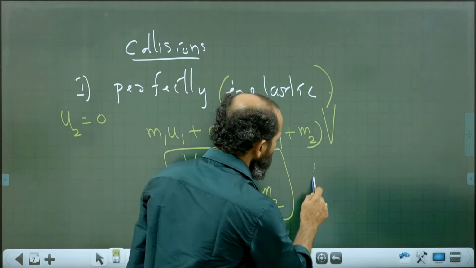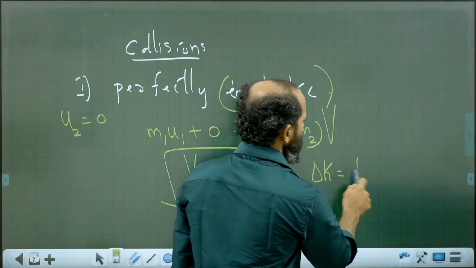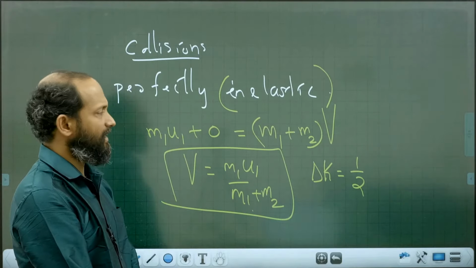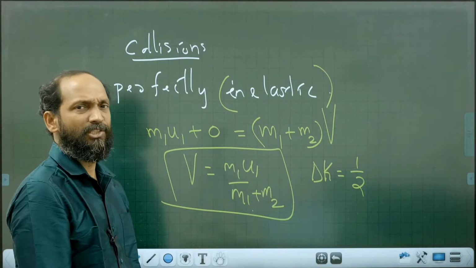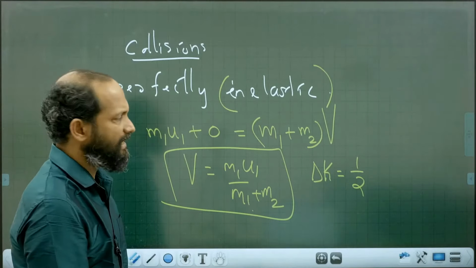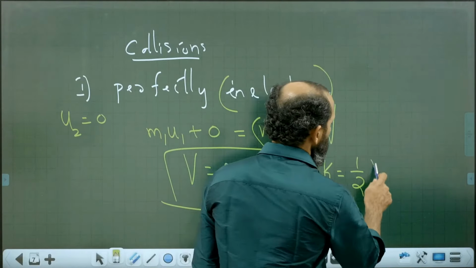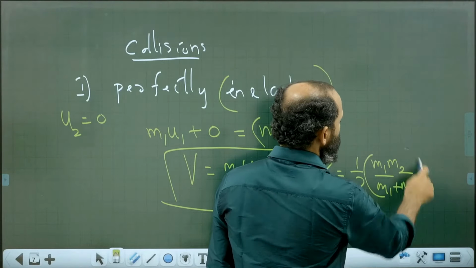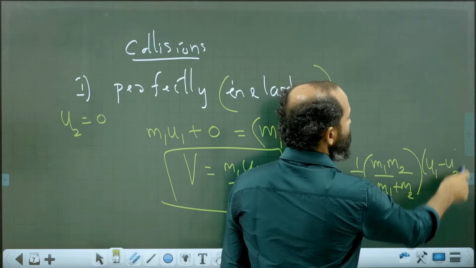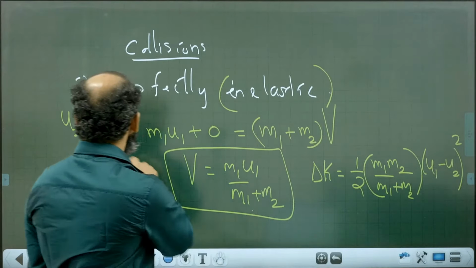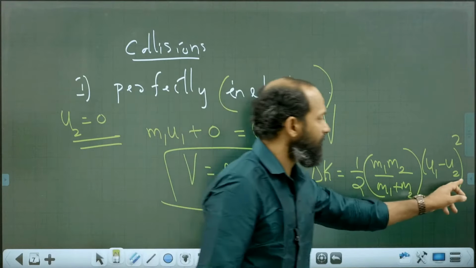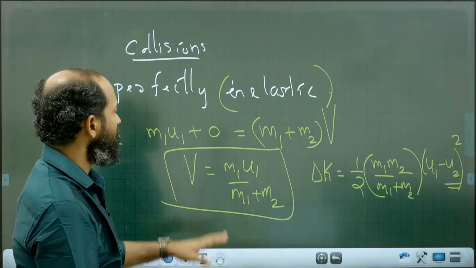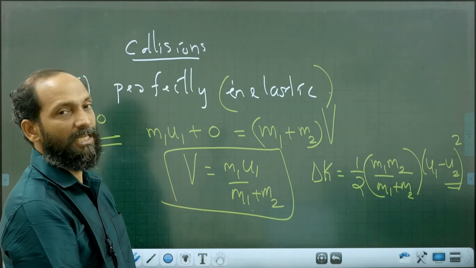The lost kinetic energy delta K can be found by the final kinetic energy minus the initial kinetic energy. Final kinetic energy is less, so energy is lost, and you get delta K negative. I am writing its numerical value: half m1 m2 divided by m1 plus m2, into (u1 minus u2) the whole square. If u2 is 0, you can easily simplify it. So that is the lost energy and common speed in a perfectly inelastic collision.